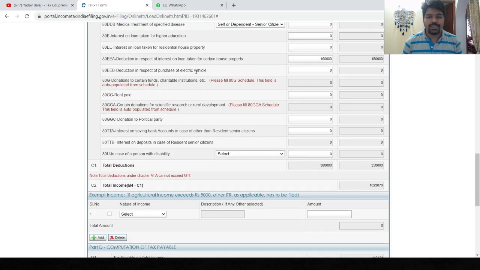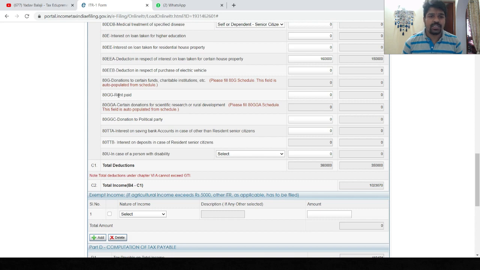One more new section is for the electric vehicle. If you bought any electric vehicle on loan, that loan interest amount you can claim here. But the thing is that the electric vehicle you have to use for your business purpose only, then only you are eligible. If you have only salary income, then it's not eligible for you. Then donation for charity, donation for research and development, donation for political parties. It depends, 50% and 100% you can claim on that.